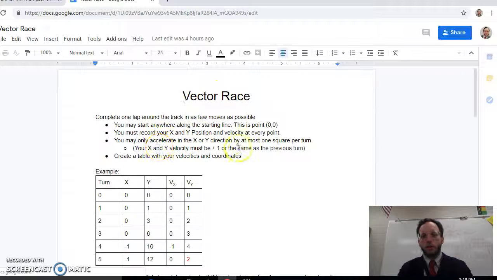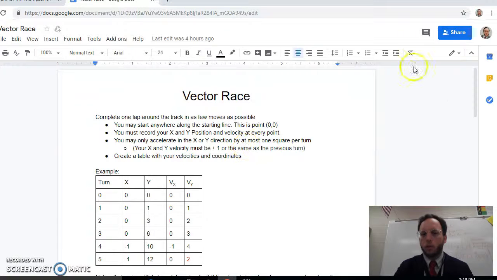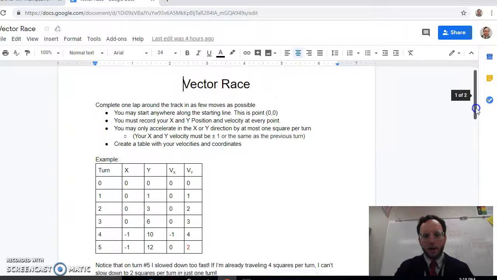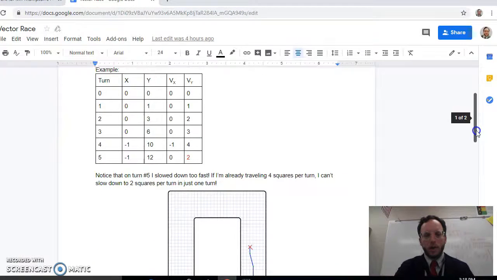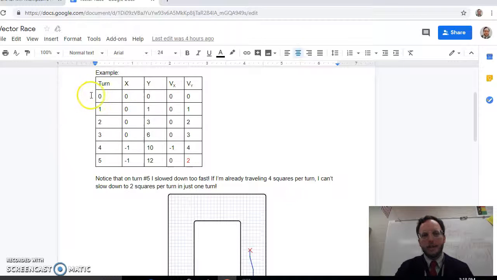And these instructions just say that really the only rule of the race is that you can only accelerate by 1 square per turn, every turn, in either the x or the y direction. Let's just see an example of what we're talking about. So right here, the very start, turn 0, essentially, we just declare ourselves to be at 0,0 and we're not moving. This 0,0 is just wherever you put a dot on your page to start along the starting line.